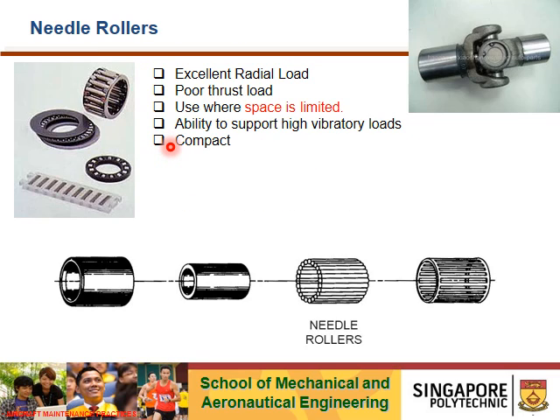Needle bearings are excellent in radial loads, but very poor in axial or thrust loading. It is used where space is limited, with the ability to support high vibratory loads, and is compact. So where space is at a premium.